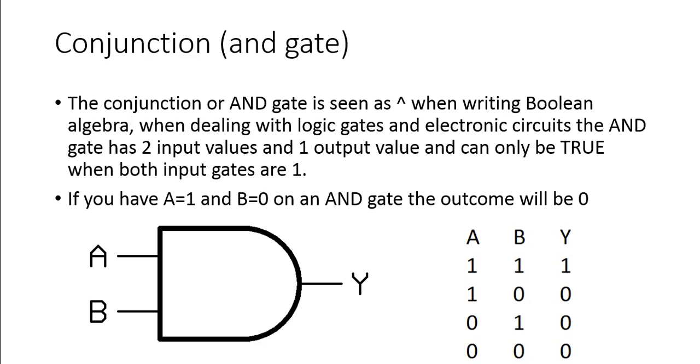1 is equal to true and 0 is equal to false. So as you can see, we've got a combination of 1 and 0, and since they're not both 1, the output can't be 1, and since we've got 0 and 1, since both of them aren't 1, the output can't be 1. And we've got 0 and 0, obviously the output is going to be 0, because neither of the input values are 1.